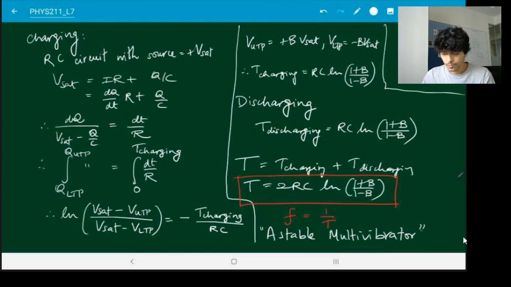multivibrator. Why is it called astable? Because it has two states, the high state plus Vsat and the low state minus Vsat, and both of these are completely unstable. If you are in the upper state, then after some time automatically your circuit will switch to the lower state. If you're in the lower state, after some time automatically your circuit will switch to the upper state. So both of these are completely unstable states. You don't have to do anything in the circuit. Automatically it will just keep switching up, down, up, down, up, down. So that's why this circuit is also called the astable multivibrator.